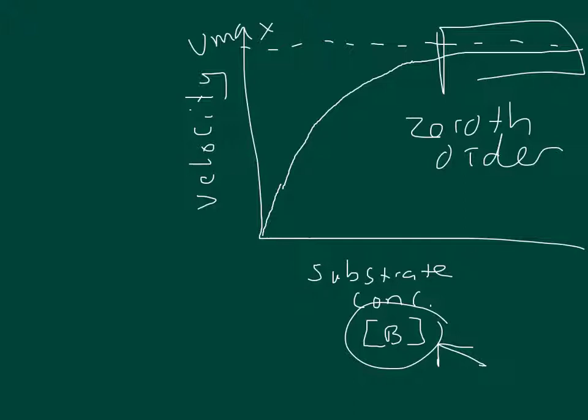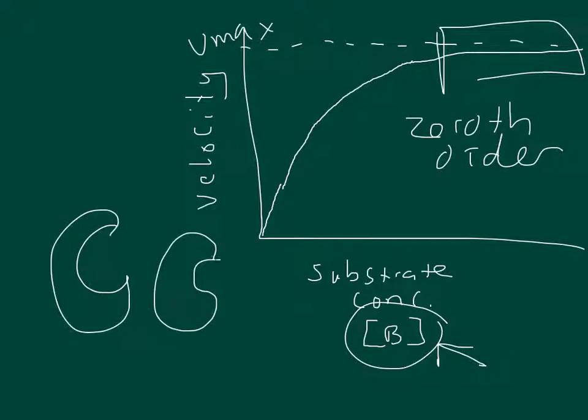The reason this happens is because you have so many substrates. Let's say that this is my enzyme, and we have so many of those. Once all of the active sites are filled up with substrate and no more substrate can get in there to react, at that point it's going as fast as it can possibly go. That's called substrate saturation.